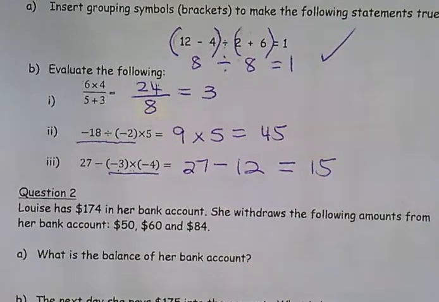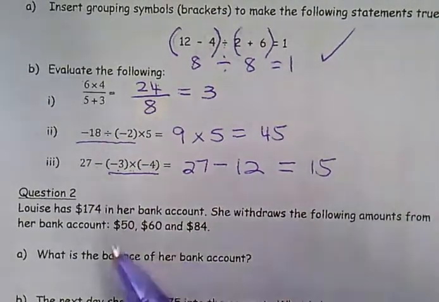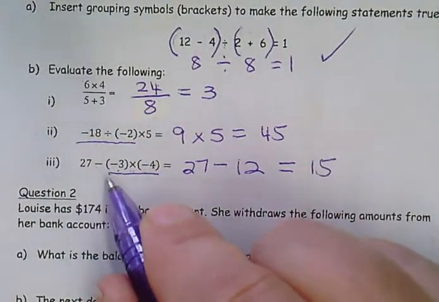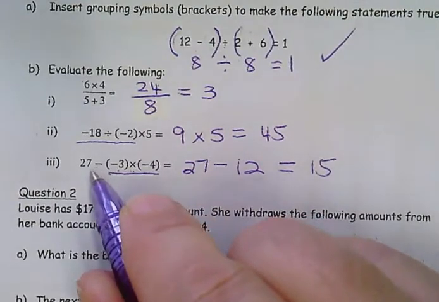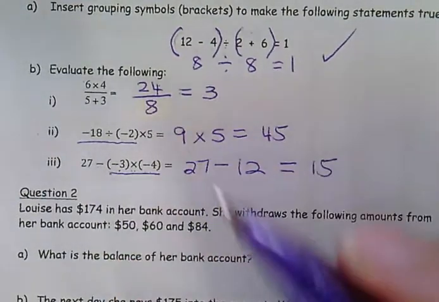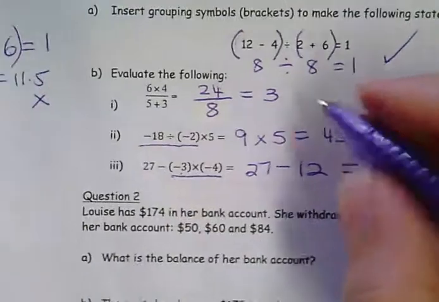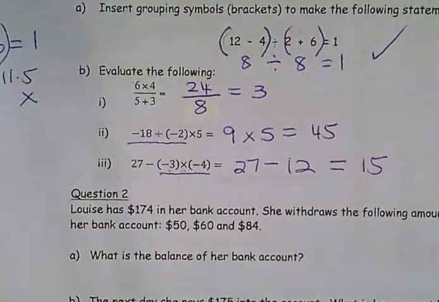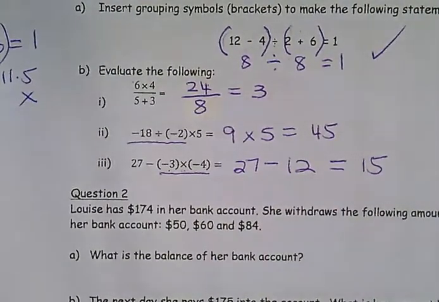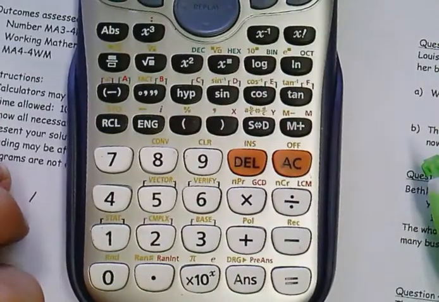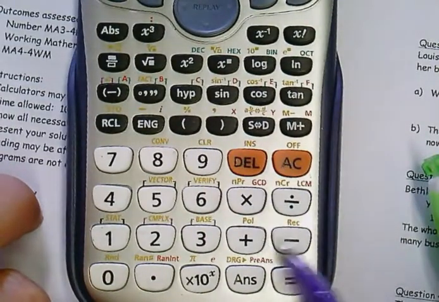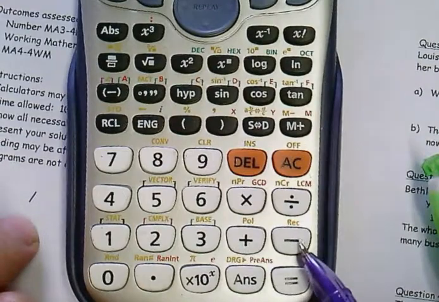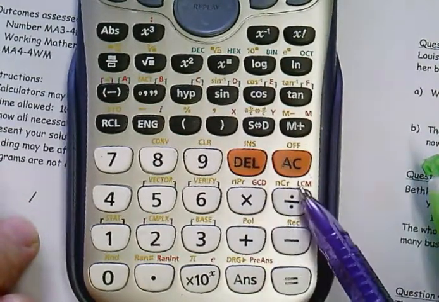So remember, you just enter it in your calculator as follows, but you have to know the difference between your take away and your negative button. So on your calculator, I'll just get a calculator now. Every calculator is slightly different, but over here on the right hand side, this is the plus, the take away, the times, and the divide.